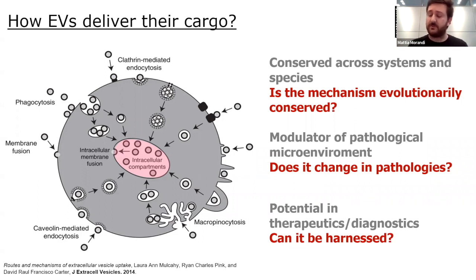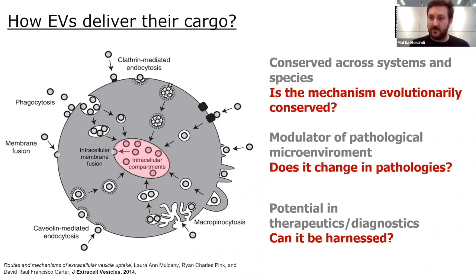So, for example, the fact that EVs are conserved across species and systems makes us think, is the cargo delivery process itself also evolutionarily conserved, or does it change? Or does it drastically change on the onset of pathology or in several diseases? And finally, once we know what this cargo delivery process is, can we harness it to improve the therapeutic aspect, to use EVs as drug delivery vehicles, for example? And so this is just to mention that understanding cargo delivery is essential for our understanding of the biology.